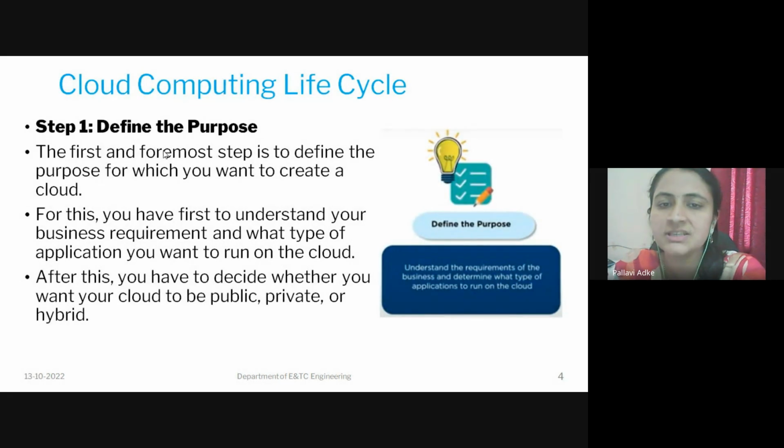So the first one is define the purpose. For what reason are we building that project? Is it for some social connections we want to build, or is it some application oriented project? So what is the purpose of that? So understand the requirement of the business and determine what type of applications to run onto the cloud.